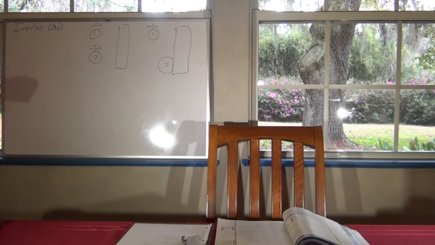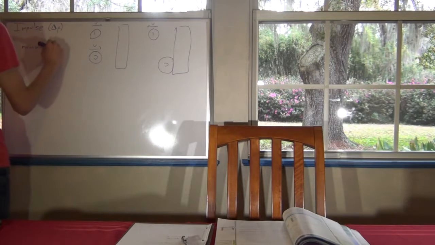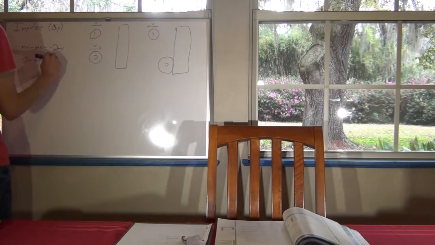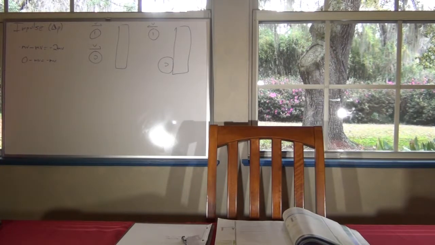Well, find the impulse for each of those. You get m times negative v, so negative mv for ball 1, and then you subtract from it your initial, which would be positive mv, which ends up equaling negative 2mv. And then for the second one, well, what's your final? Your final was just 0, and your initial was mv, and you get negative mv. Bam! It's very simple to find your impulse, but what's important about it is how it relates to force.